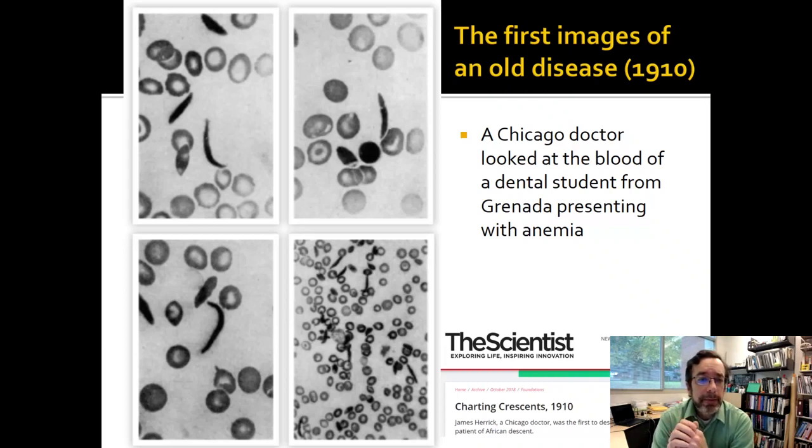This is the red blood cells. Even to somebody like me who doesn't usually look at cells, it's very clear that there's something bad going on with these red blood cells. They look like little sickles when they should look like little donuts.